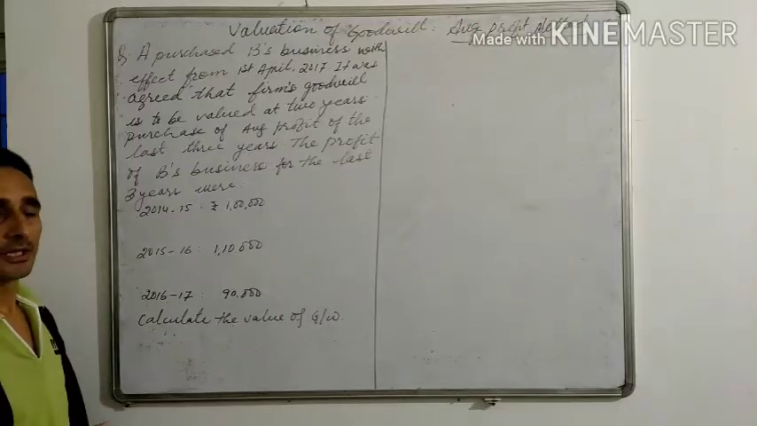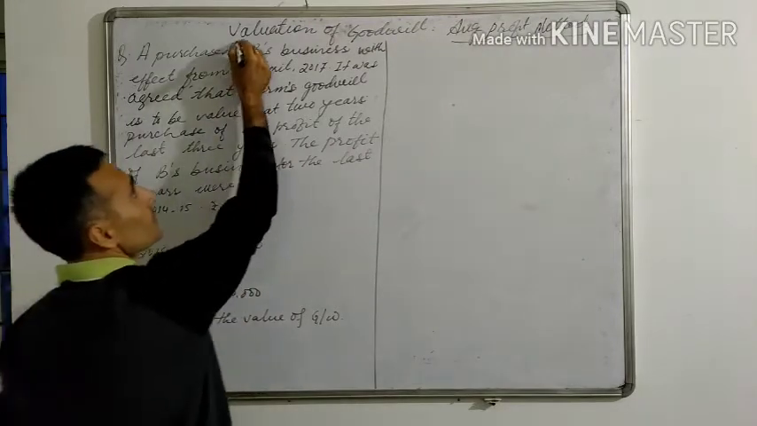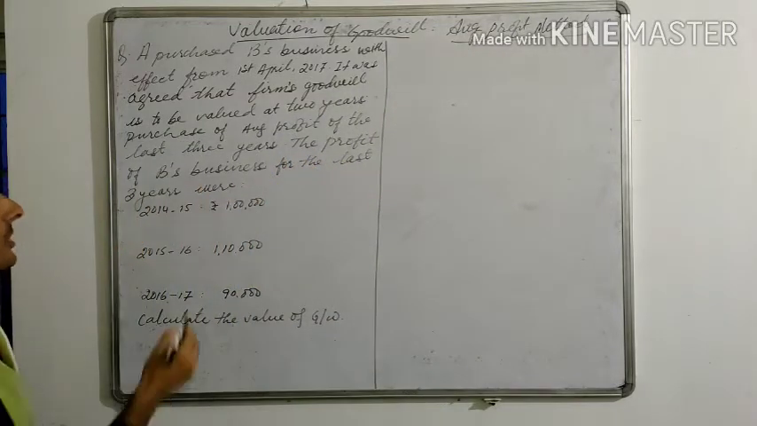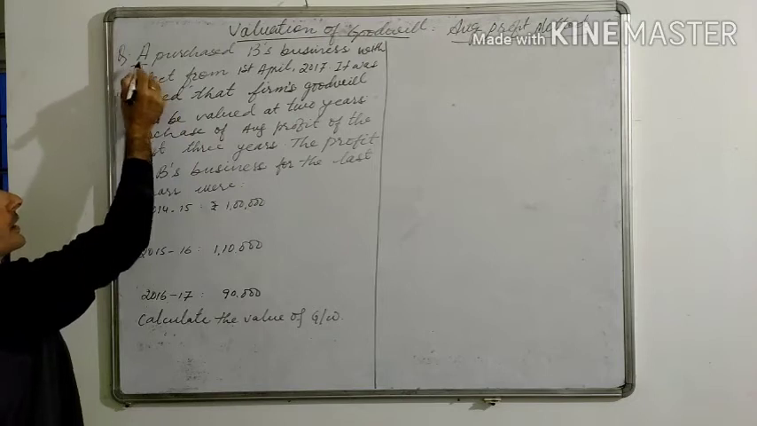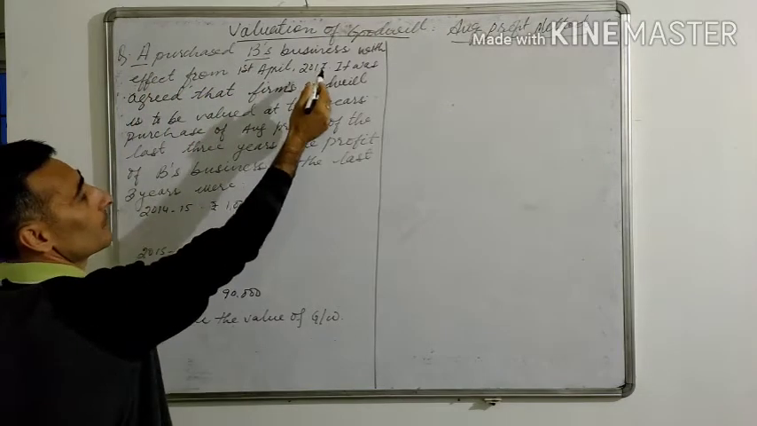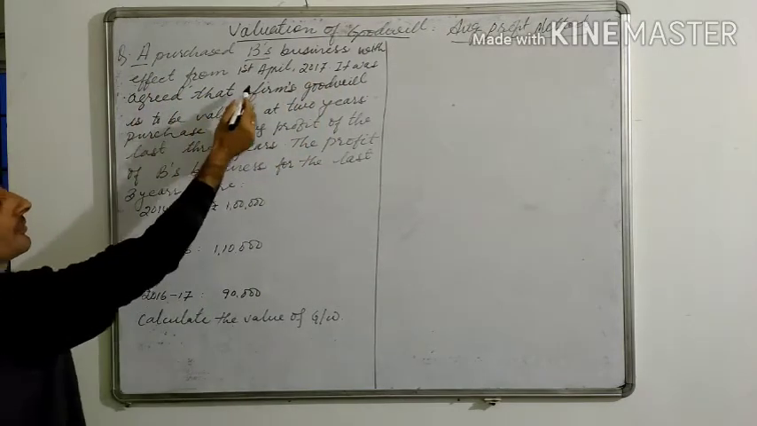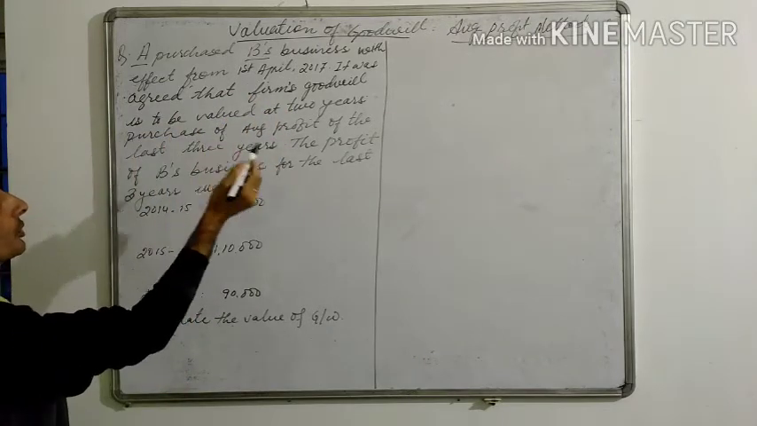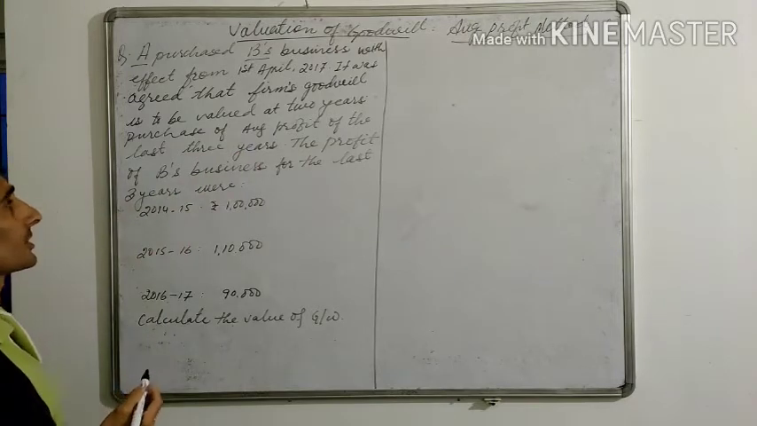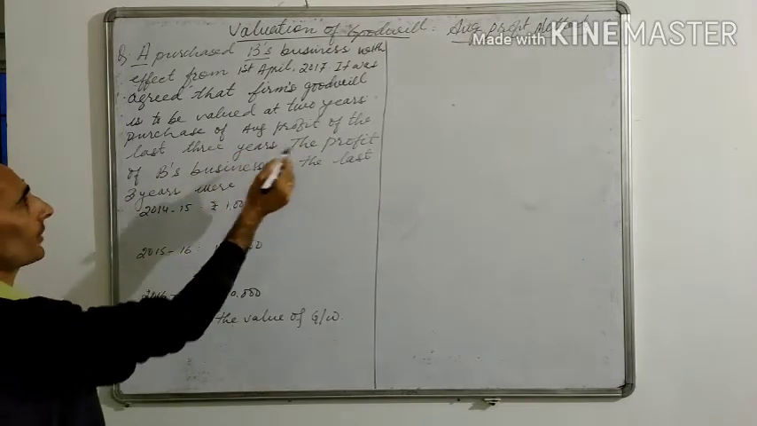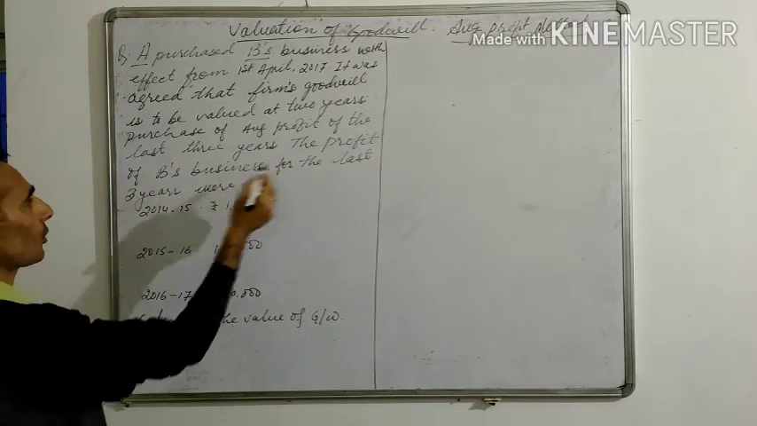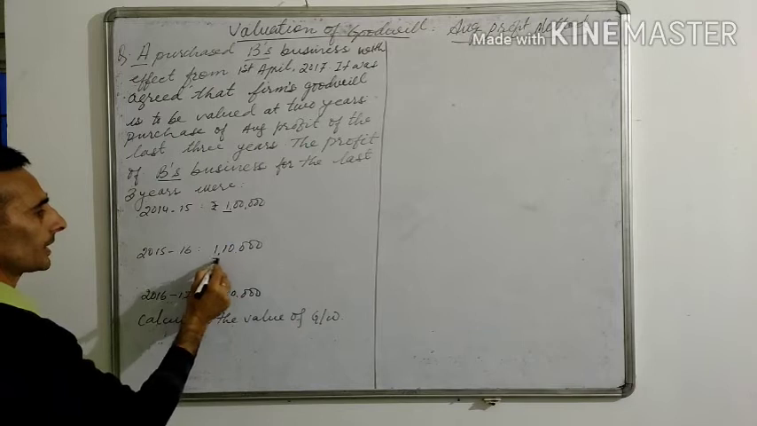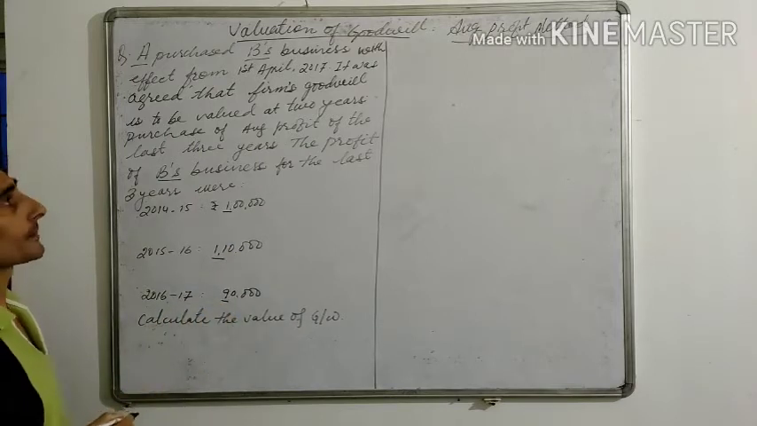Hi everyone. Today's topic is valuation of goodwill, average profit method. I've taken a question here. A purchased Base Good business with effect from 1st April 2017. It was agreed that the firm's goodwill is to be valued at 2 years purchase of average profit of the last 3 years. The profits of the business for the last 3 years were 1 lakh, 1 lakh 10,000 and 90,000.